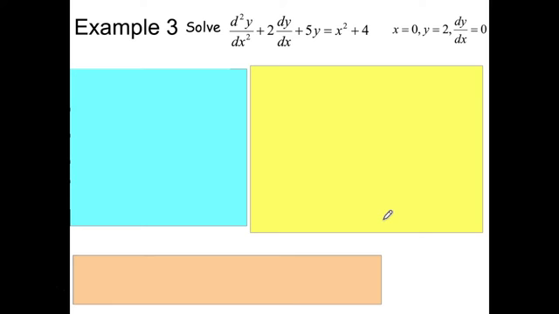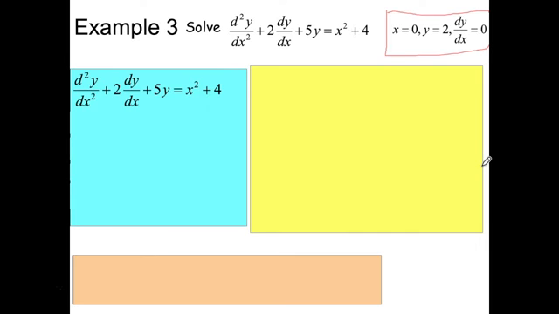Solve this equation. In this case, we are given boundary conditions. This means that we have to look for the two constants a and b. Here are our boundary conditions. First, we solve the homogeneous case. We look for the auxiliary equation, which is m squared plus 2m plus 5 equals 0. So m should be complex in this case.